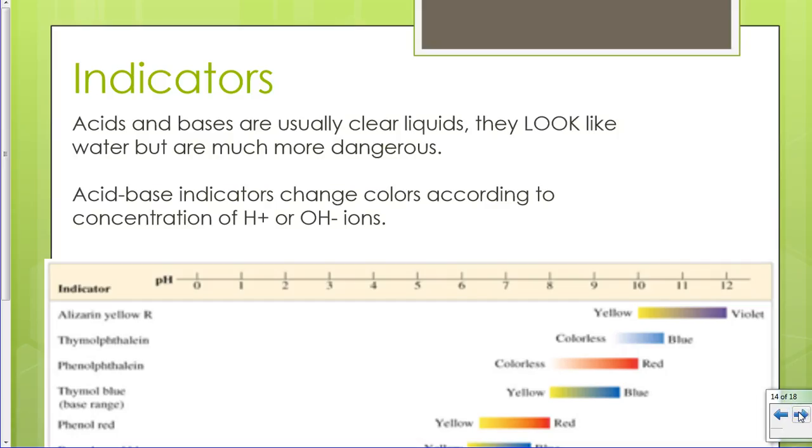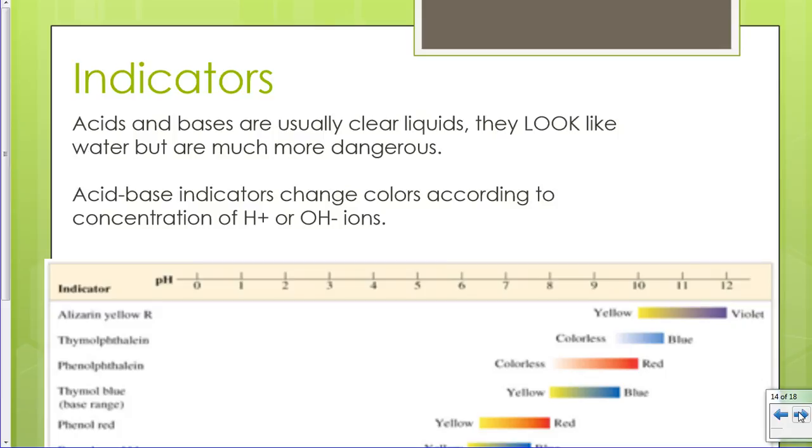Indicators. Acids and bases are usually clear liquids, like Mr. McLeod said. You don't go around a lab and assume when you see a clear liquid that it is just water. They usually look like water but are much more dangerous. Acid and base indicators change colors according to their concentration of H plus or OH minus in solution, which helps us tell what they are.